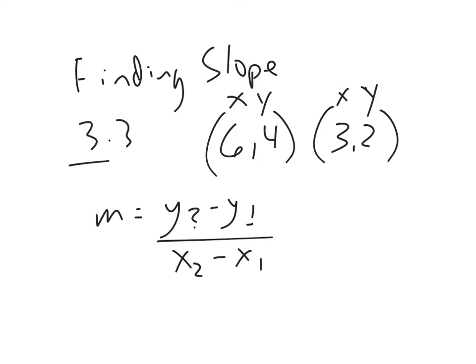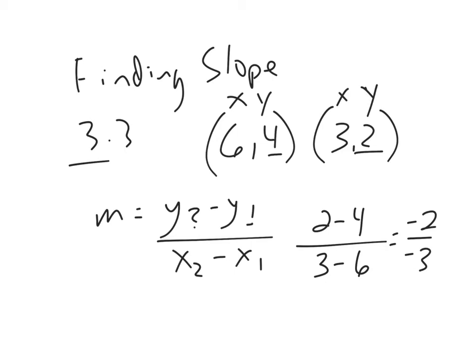Okay, I could go 2 minus 4. Those are my two y values, right? But if I pick the 2 first, then I have to pick the 3 first on the bottom. So that gives me a -2 here and a -3 there. So my slope is positive 2/3 because 2 negatives make it positive. So my slope is 2/3, okay?